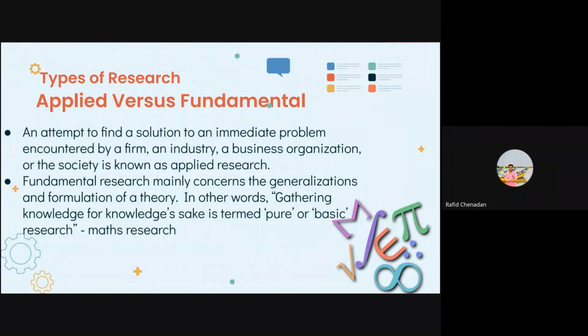And when we are applying the value of pi to a problem in order to solve a real life problem, like finding the circumference of a circle, then we are applying the value of pi to a problem. Then it becomes an applied research.